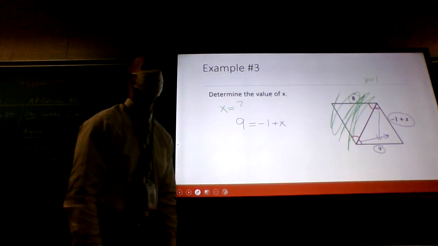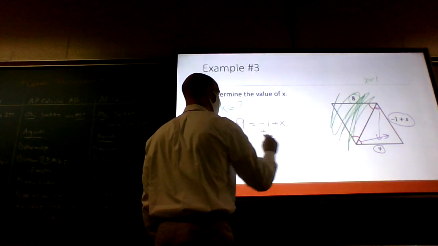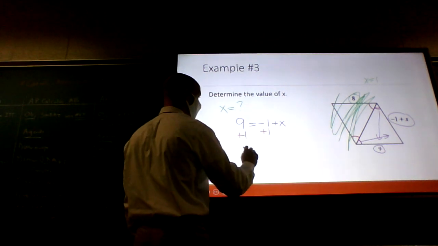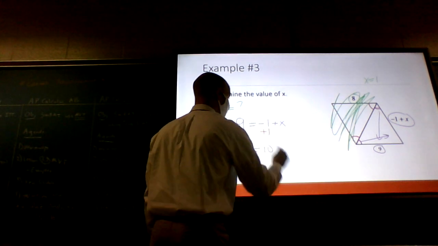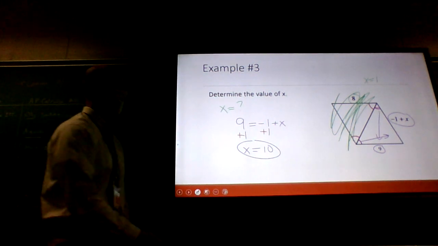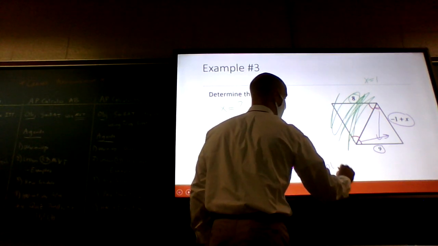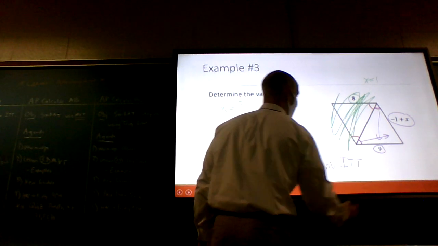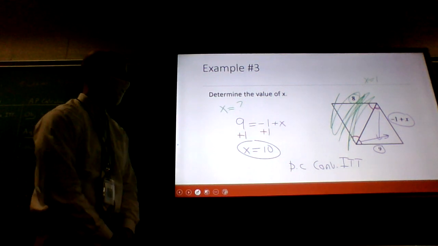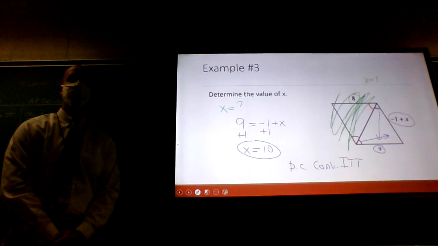You plus 1. That's exactly what you do, Lal. You add 1 on both sides, and you will get a final answer of x equals 10. x is equal to 10 in this problem. And by the way, this is by the converse of the isosceles triangle theorem. Any comments or questions on that one?